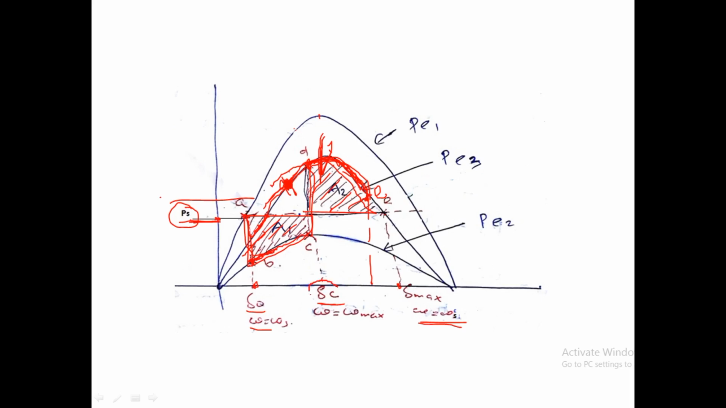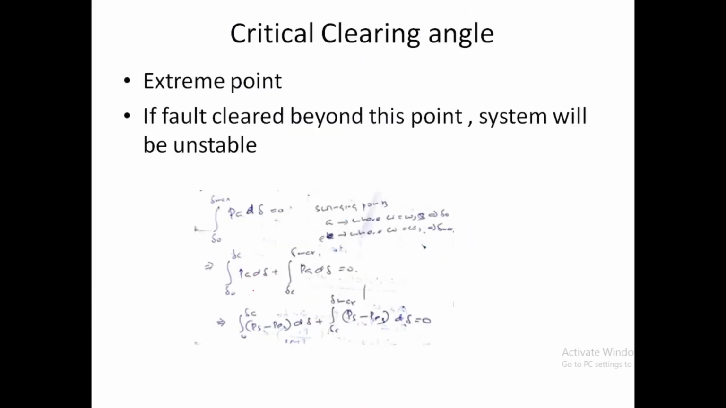So delta C is a critical point for stability, such that at least at that point the fault should be cleared. So we can say that at that extreme point, the critically stable point, the areas A1 and A2 are equal. So that condition is applied here: integral from delta 0 to delta C of P_a d delta plus integral from delta C to delta max of P_a d delta, because this is a positive area and this is a negative area, and when adding these two we will get 0. So from delta 0 to delta C, P_a means what? PS minus PE2. From delta C to delta max, PS minus PE3, d delta.